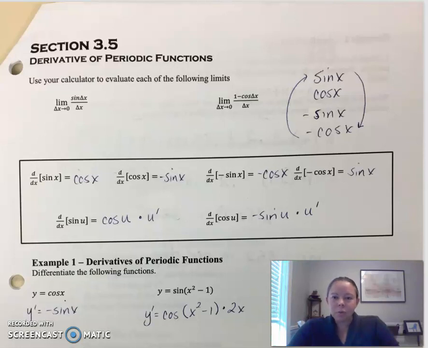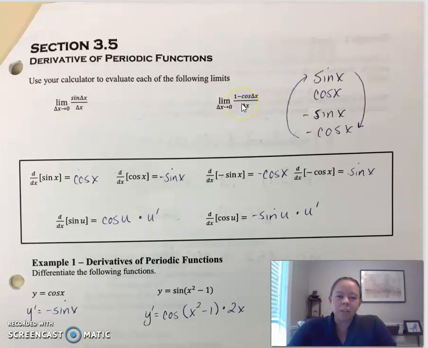Hello, this is section 3.5 for Calc Survey, and we're going to be talking about derivatives of periodic functions, and we're only going to focus on sine and cosine. So first, we used our calculator to explore what's happening with these interesting limits that we do in Calc AB. So this one, if you graph this and you approach 0 from the left and the right, you notice, oh, it's actually approaching 1. And then this one actually approaches 0.